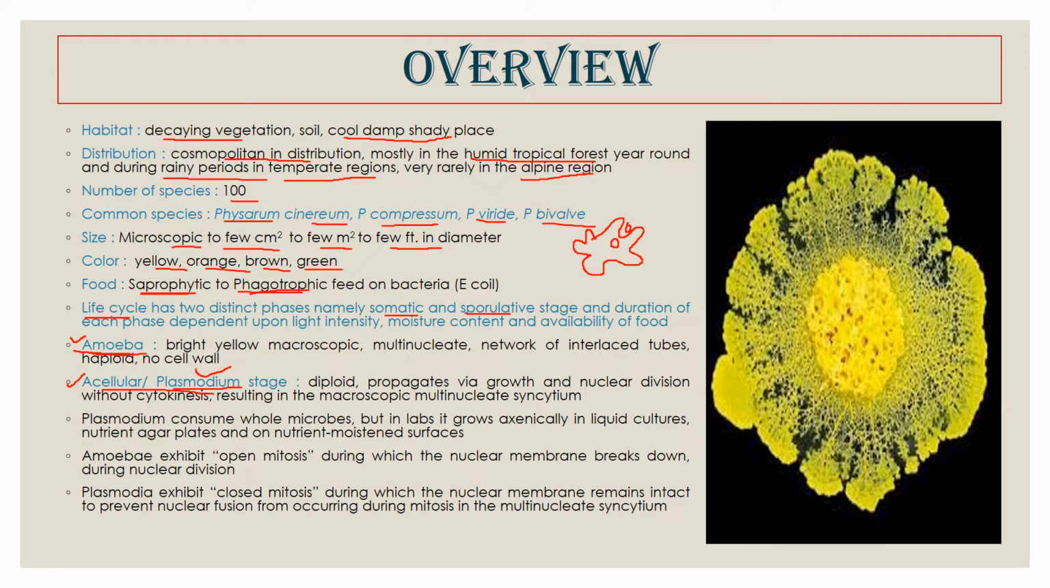So this plasmodium is acellular, which means that they do not have a cell wall, but nevertheless the plasmodium and the amoeba both have a slime layer. It is very slimy. Then after the slime layer, they have a plasma membrane, a membranous structure, and then they have the cytoplasm, which is divided into ecto and endoplasm.